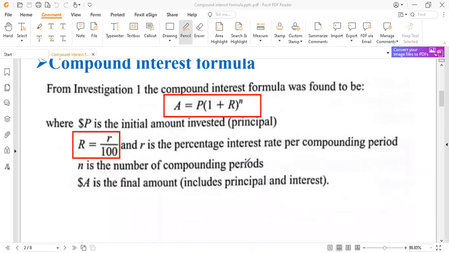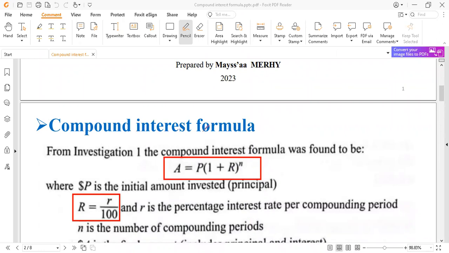After our work in the previous session, we can remark clearly that the formula that can be used to calculate the compound interest is given by the following expression: big A equals big P times (1 plus big R) to the power n. We mean by A the total amount of investment after the compounding period, and P is the original principal that we invest at the beginning of the first year of investment.